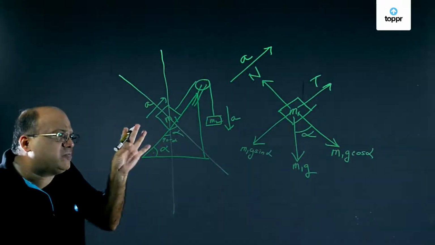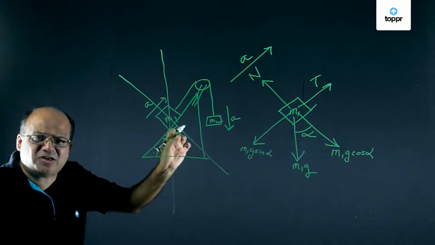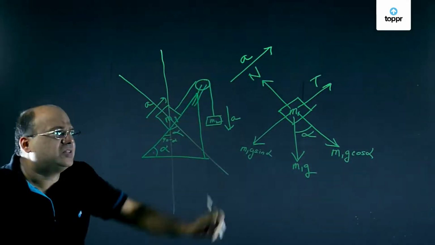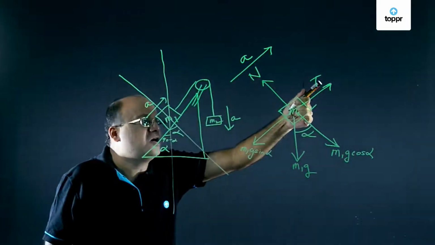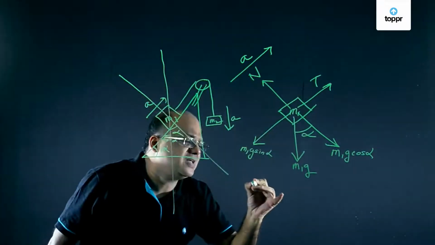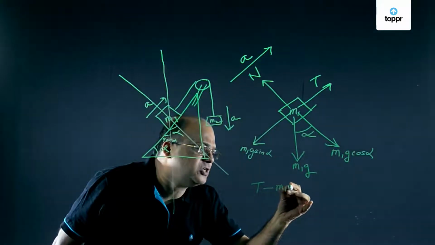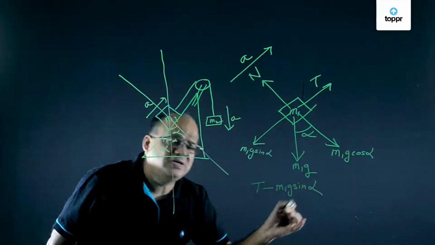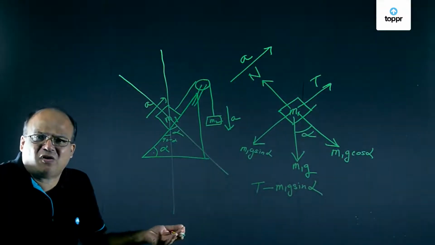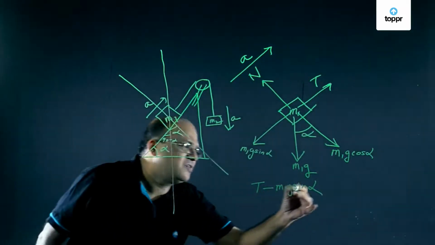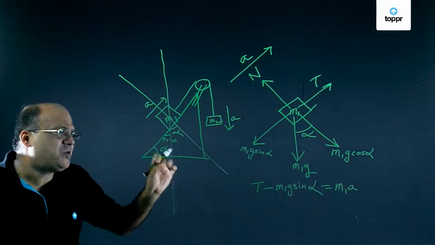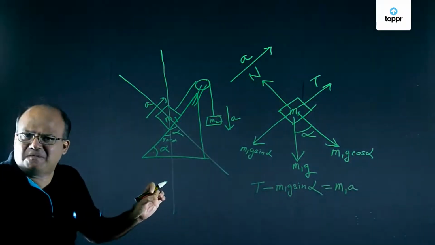Now we look at the free body diagram. We are interested in the direction in which acceleration is there. Acceleration is up the plane. Therefore, this force T must be more than m1g sine alpha. So net force up the plane is T minus m1g sine alpha. And this force is mass into acceleration. Newton's second law: net force equal to ma. So this will be equal to m1 into a. So this is how we apply Newton's second law.